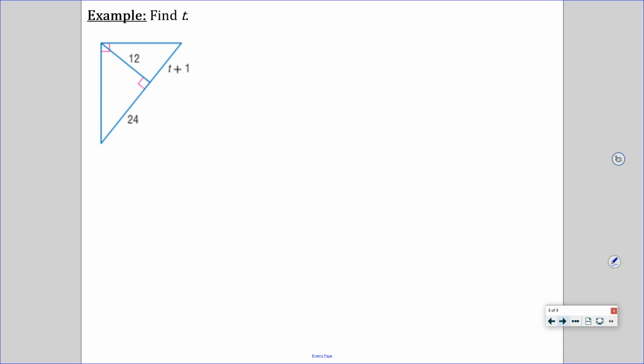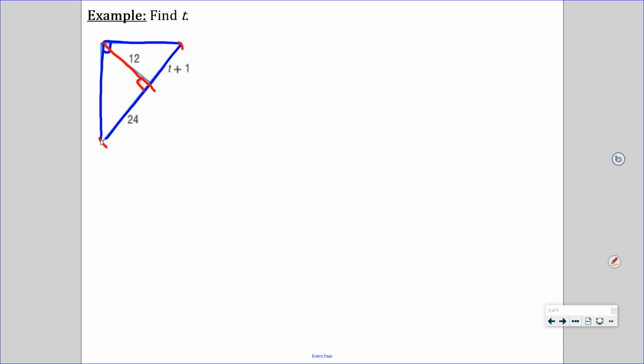Find t. So I have my big right triangle right here. My altitude to the hypotenuse is 12. This segment's 24. This segment is t plus 1. So you could probably guess and check until you find one that works. But you could also do this algebraically.